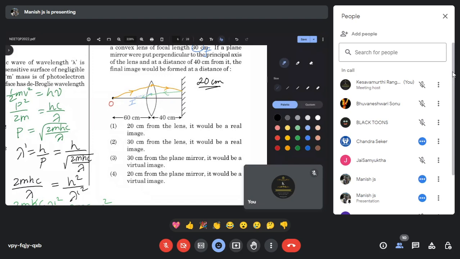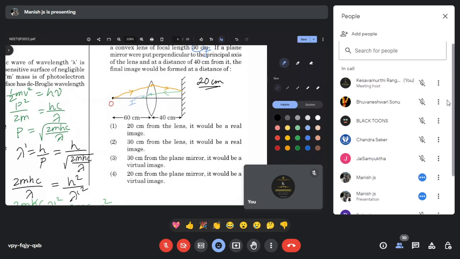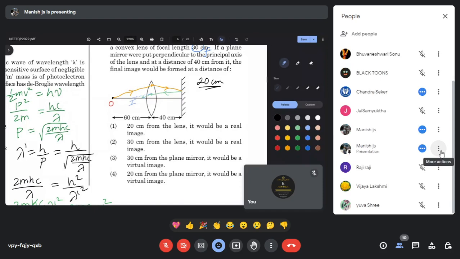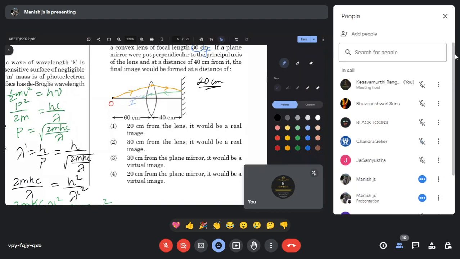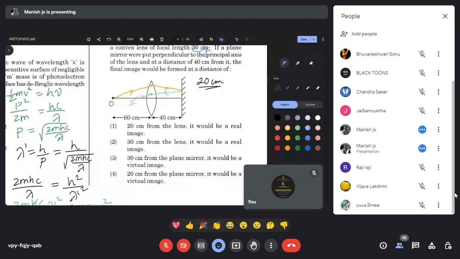From the lens, yes, from the lens it is a real image, sir. Okay, with respect to the lens, it is going to be a real image. And what distance will that be? Twenty. So it is going to be 30 centimeters from the lens, and it's a real image.